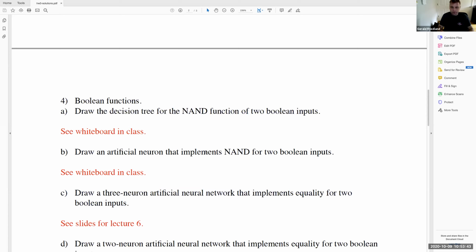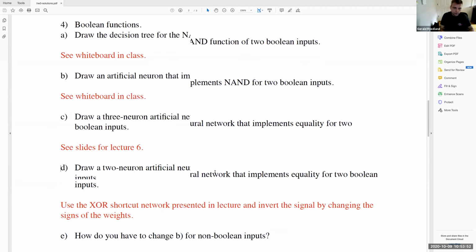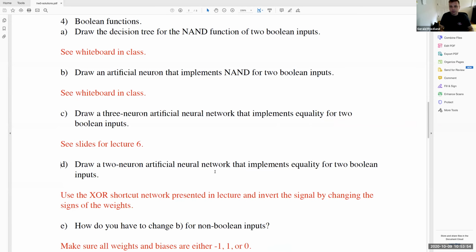And then the same you can do with the artificial neuron that implements NAND. And then you can draw the 3 neuron artificial network that implements the equality for 2 Boolean inputs. We also did that in lecture already. So this is a little later. It's basically slide lecture 6. And then you can also draw a 2 neuron artificial network that implements equality for 2 Boolean inputs. And all you have to do is invert the XOR network that I also showed in lecture already.